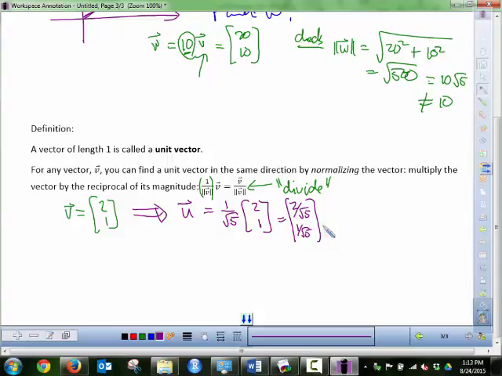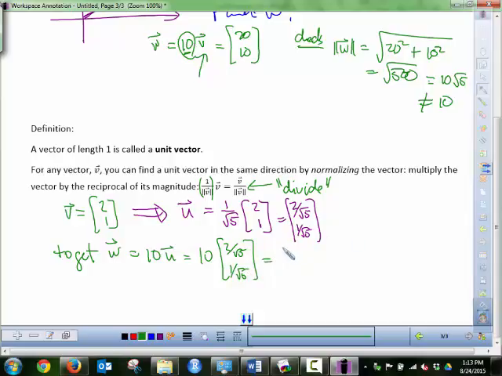Now, to get the vector that we actually want, we simply take our unit vector and multiply that by the length that we want this to be. So we want this to be of length 10, and we'll multiply that by u. So what does that mean? That means I'll have 10 times 2 root 5 over, and then 1 root 5. So 20 root 5 and 10 root 5.